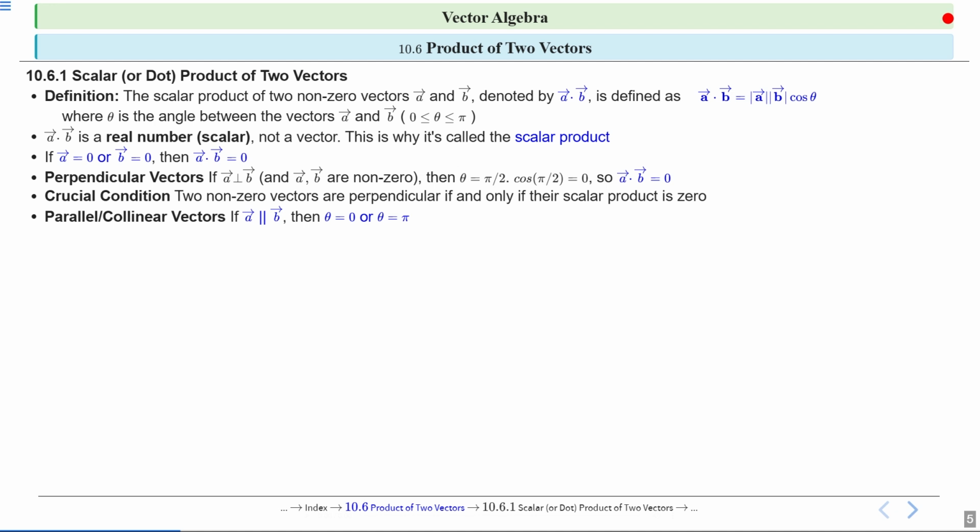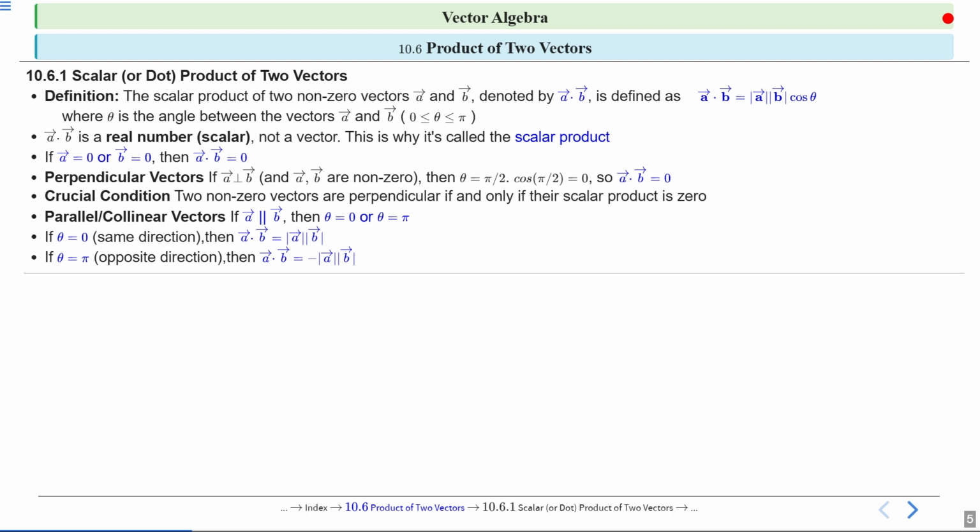Next, let's discuss parallel or collinear vectors. If vectors a and b are parallel, the angle theta between them is either 0 or pi. This means they are pointing in the same or opposite directions. When theta is 0, the vectors are in the same direction, and the scalar product a dot b equals the product of their magnitudes, magnitude of a into magnitude of b. This indicates maximum alignment between the vectors.